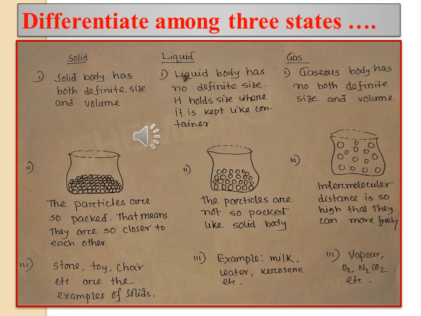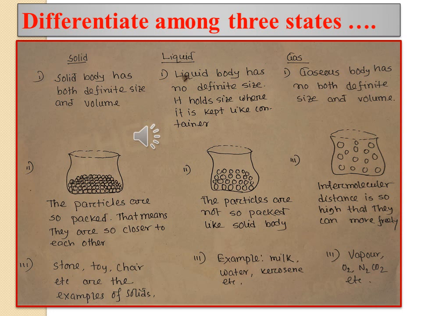In the case of a liquid body, it has no definite size. It holds the size of where it is kept, like a container. I have already discussed this point a number of times. Again, a liquid body has no definite size, but it retains a specific, constant volume. In the case of a gaseous body, it has neither definite size nor volume.